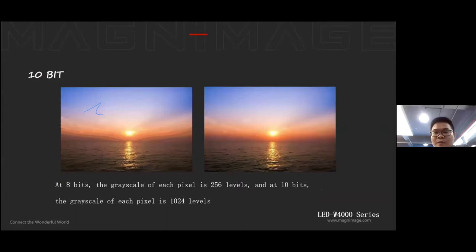And for this one, our processor MCU is different from other processors. Normally it's 8 bits, and this one we have 10 bits. So what's the difference between 8 bits and 10 bits? With 8 bits, the grayscale is 256 levels, and with 10 bits we have 1024 levels. So you will see here more clear, more clear. See here, different.